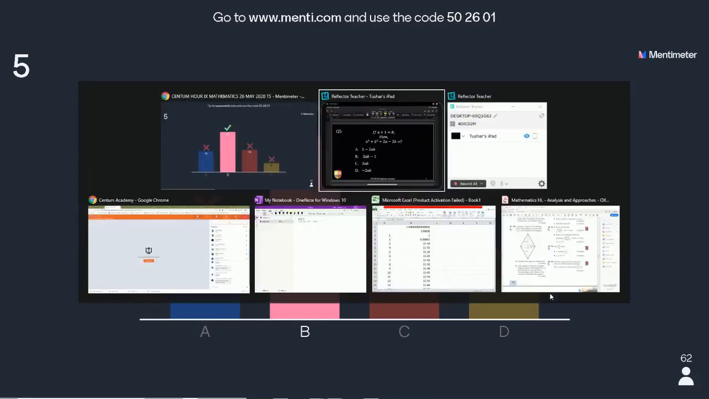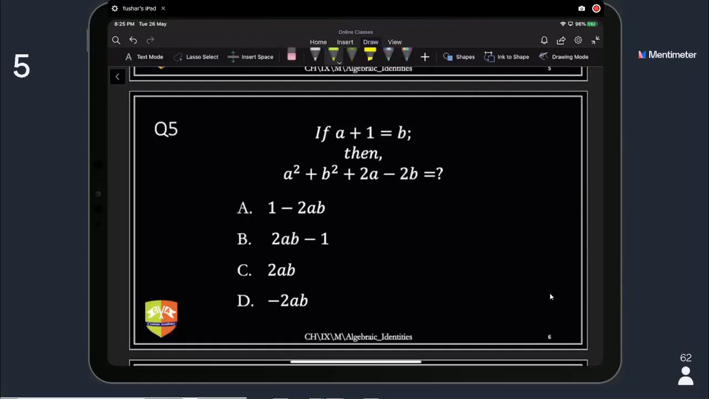But again, only 50%. So here is the question. Which identity? Trinomial square. A plus 1 minus B is 0. This is what you have to write. Then what you need to do is square both sides. So hence A square plus 1 plus B square, then plus 2A, then minus 2B and minus 2AB, is 0.